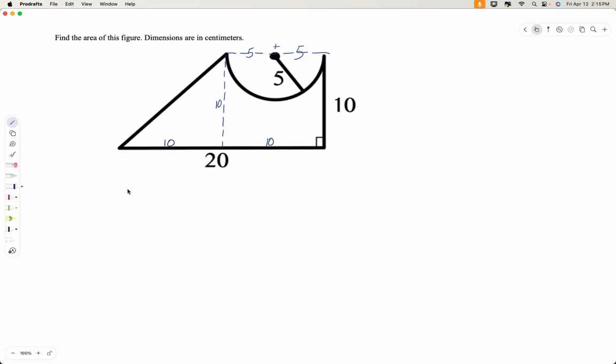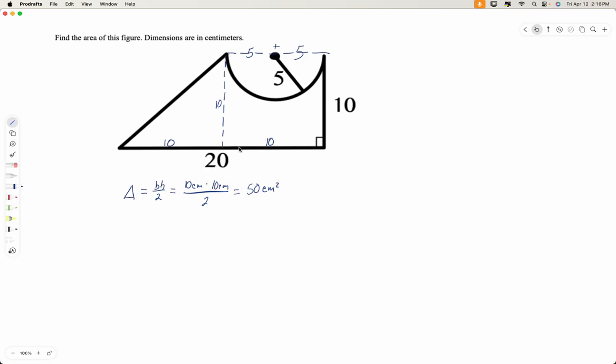Now we can solve. So we got the triangle, and we know the area of a triangle is going to be base times height divided by 2, right? So we've got 10 centimeters times 10 centimeters. That's 100 centimeters divided by 2. That's 50 centimeters square. That's the area of the triangle.